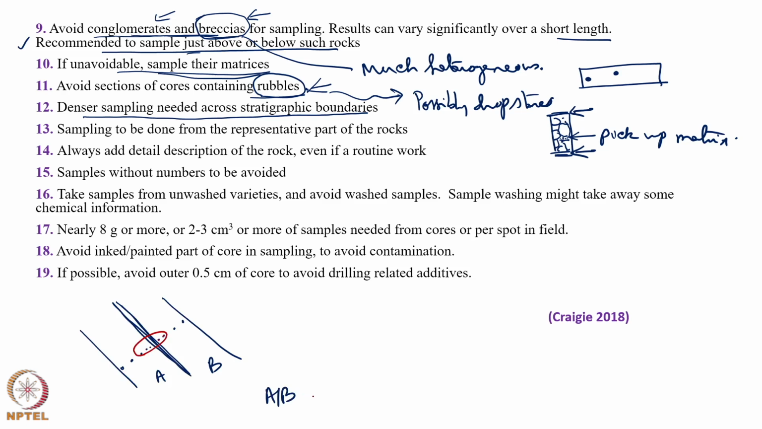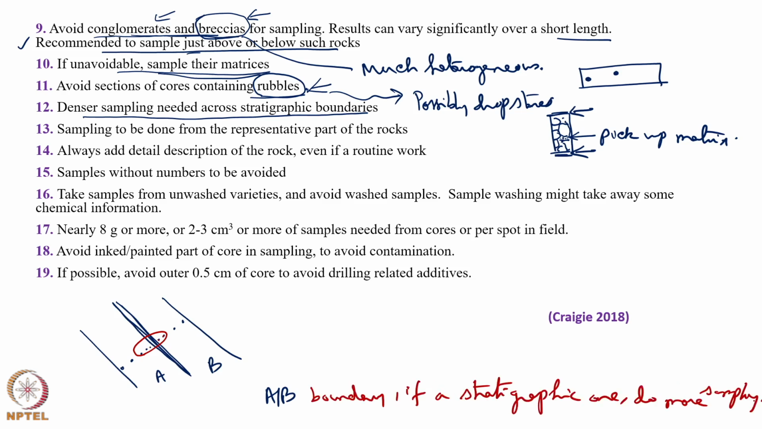So, at a boundary, if it is a stratigraphic boundary, do more sampling. Just to give an example of a stratigraphic boundary, an unconformity is one kind of stratigraphic boundary. While sampling, choose a representative part of the rock.